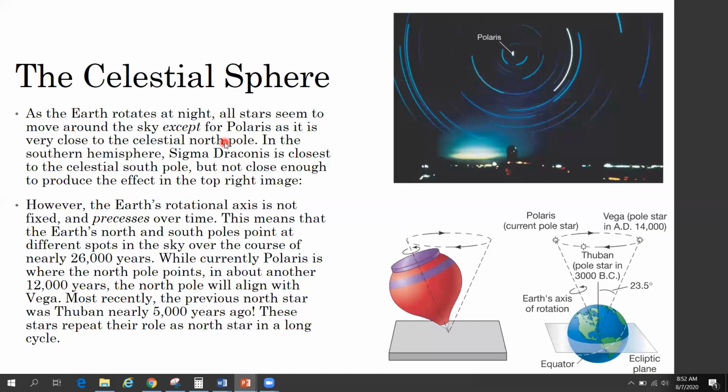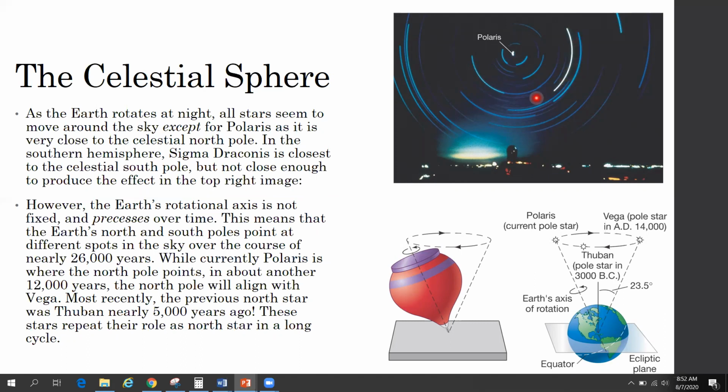All right, so a little more here. As the Earth rotates at night, all stars seem to move around the sky except for what we talked about, Polaris, as it is very close to the celestial North Pole. And that's what this image here is showing. It's extended exposure. Basically, it's a camera leaving its aperture open for a couple of hours, taking in light from these stars as they appear to move around the night sky.